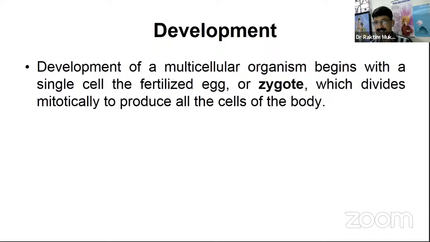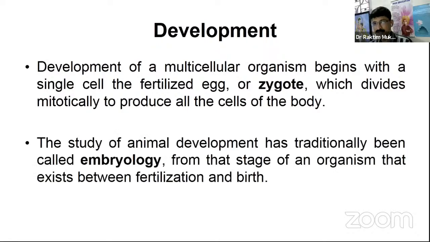So what exactly is development? Development of a multicellular organism begins with a single cell, the fertilized egg or zygote, which divides mitotically to produce all cells of the body. So this is very fascinating, how a single cell gives rise to the entire organism per se, and that takes place because of the high rate of mitosis.